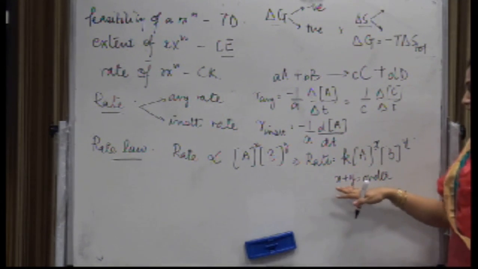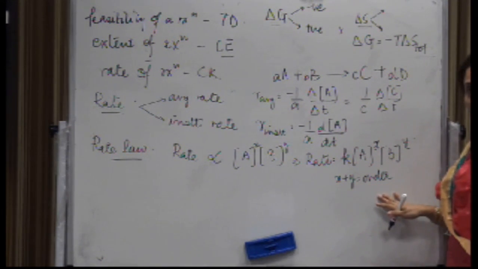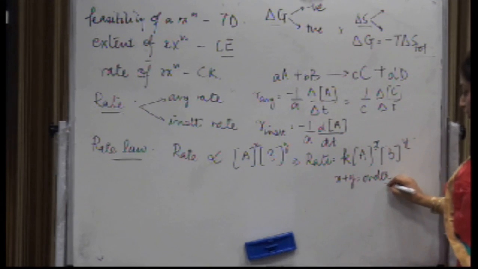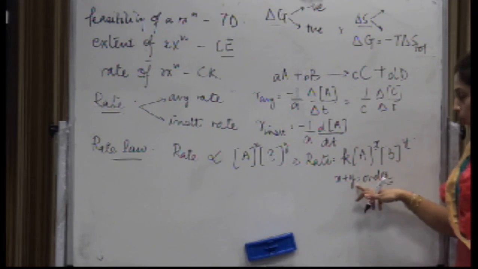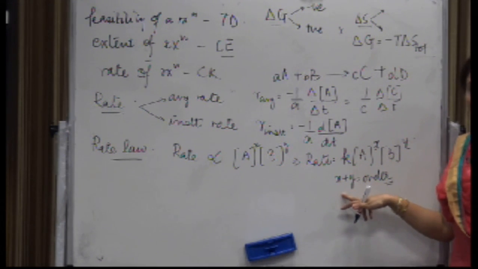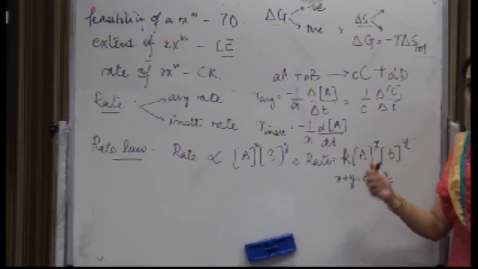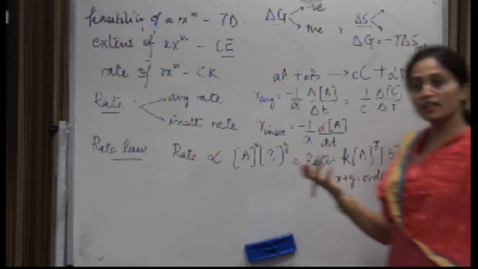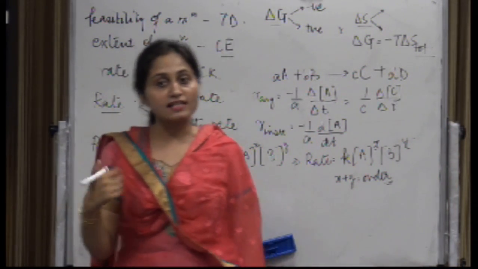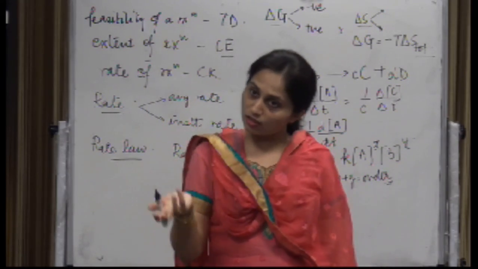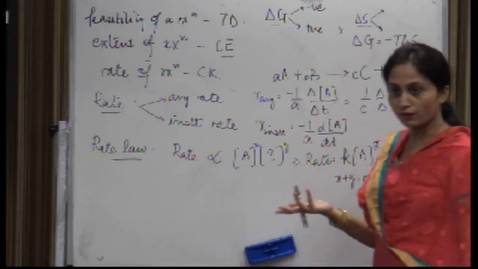So you have X plus Y, that will give you the order of the reaction. Therefore, if this is an experimentally determined expression, your order also becomes an experimentally determined value. Whatever your order is, it will be an experimental determination. And it can be fractional also, and sometimes you can talk about zero order reactions also, and negative also.